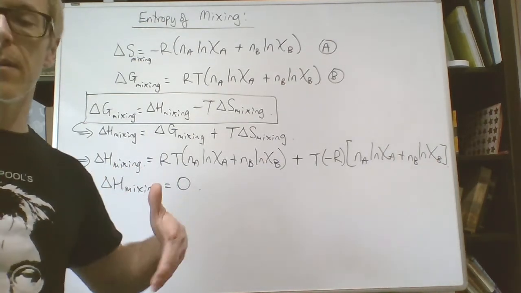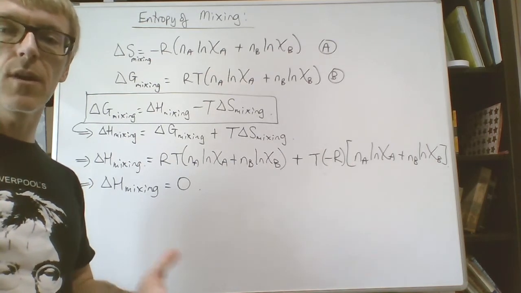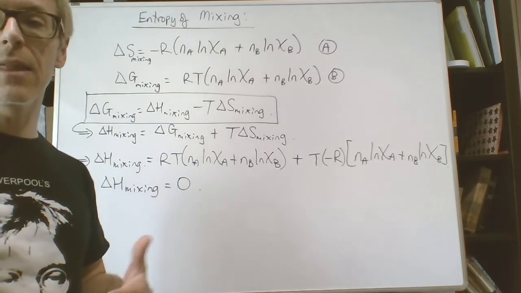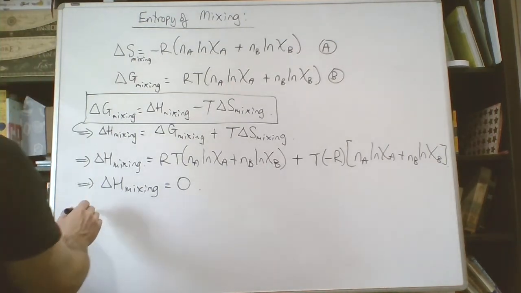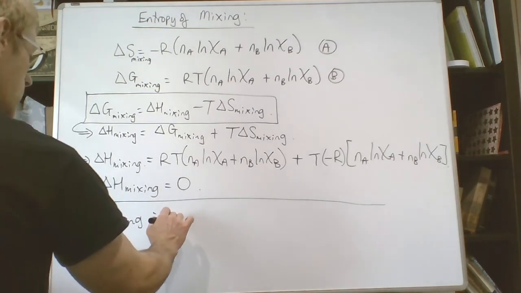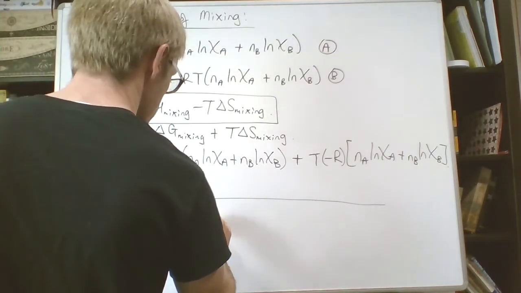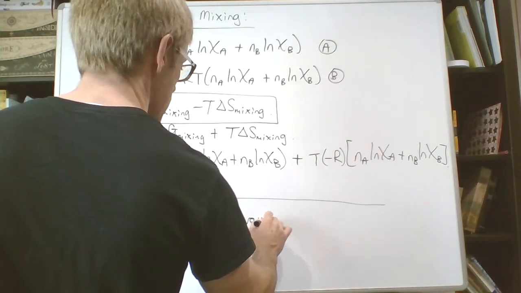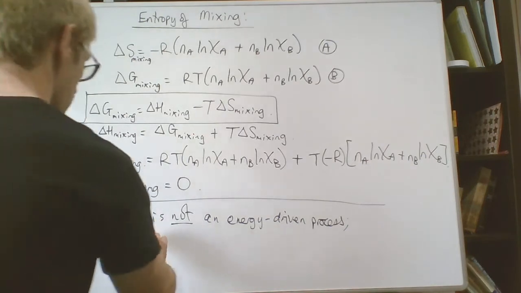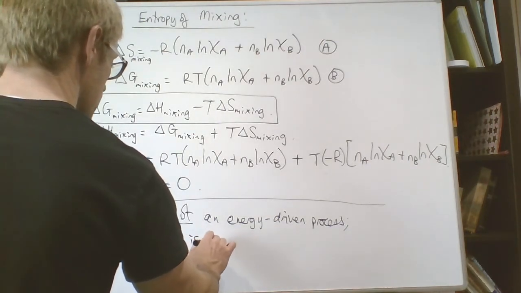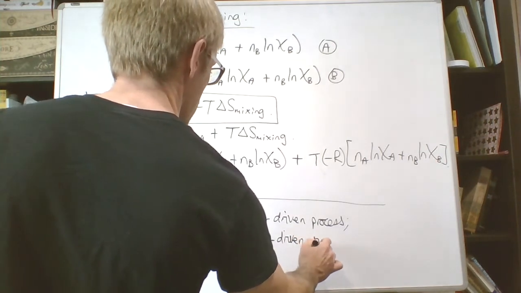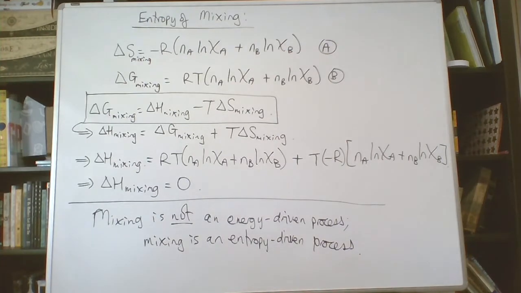So we've just learned that natural mixing has got nothing to do with the energy of the system. So long as we don't extraneously change the energy, it's naturally an entropy-driven process. So we can conclude that mixing is not naturally an energy-driven process. Mixing is an entropy-driven process.